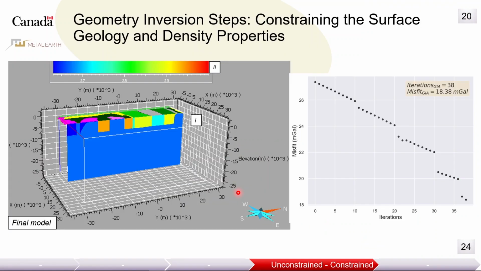And okay, and we have this geometry inversion, but we constrained the geology at surface. We constrained the petrophysical or the densities, but look, the misfit was not that good at all, and also the geological likelihood to have this model is not something that we expect for this area. So we have to do something else.